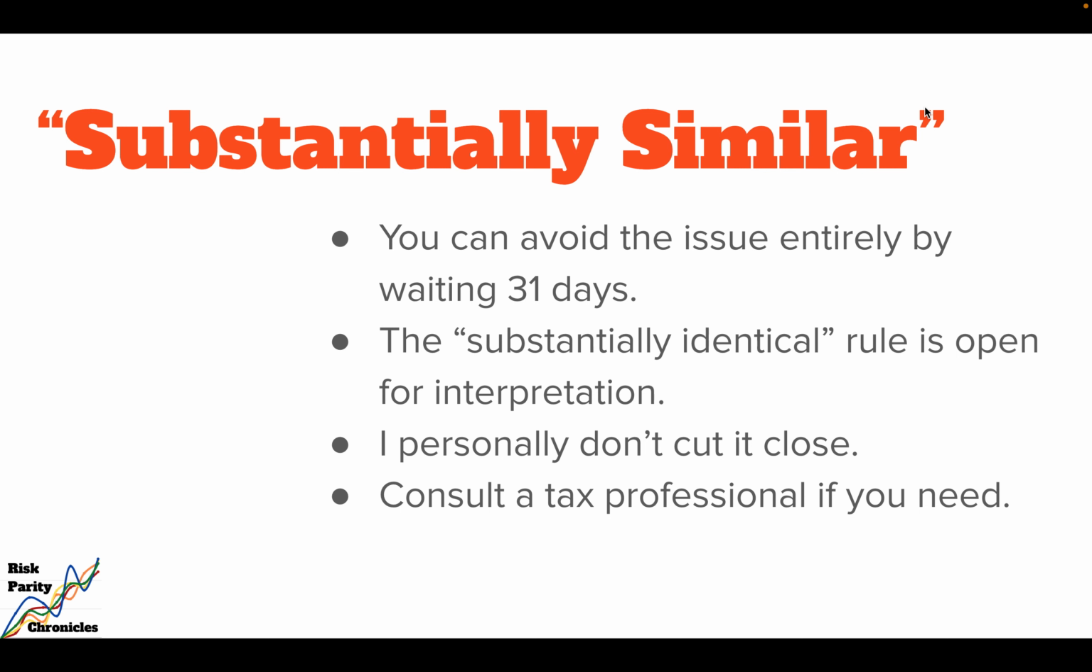You can avoid the issue entirely by just waiting 31 days. So you make your sale, and you just wait for the window to close, keep the money in a transition account or in cash or something, and then just do whatever you want. After 31 days, you're fine. The substantially identical rule is open for interpretation. I personally don't cut it close. There are so many possibilities out there. I don't need to worry about something being exactly what I sold. So I stay wide and clear of the whole issue.